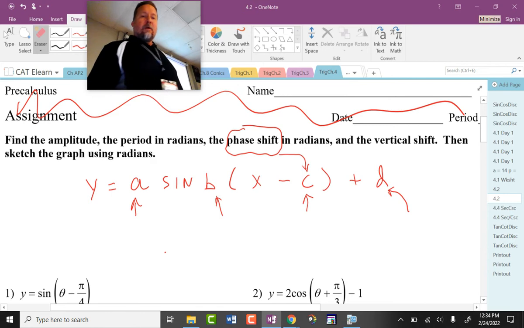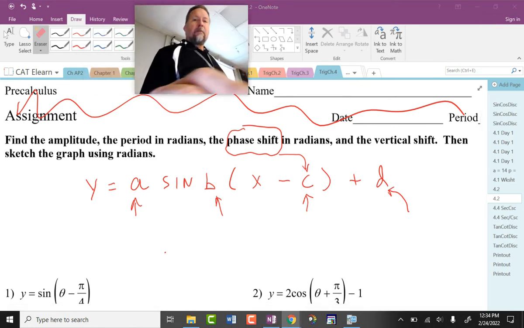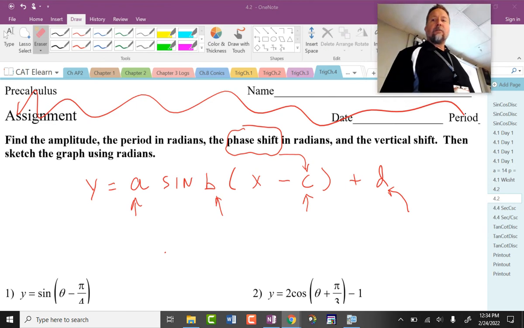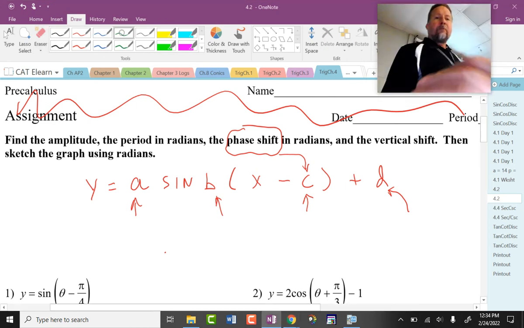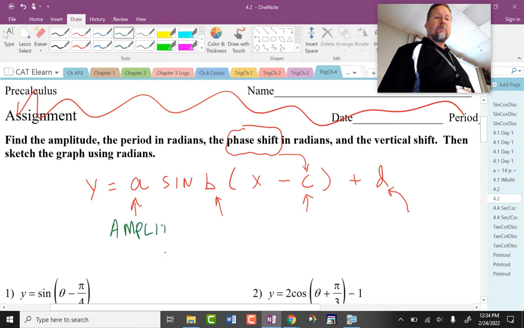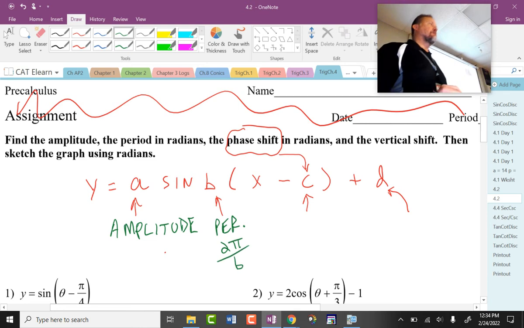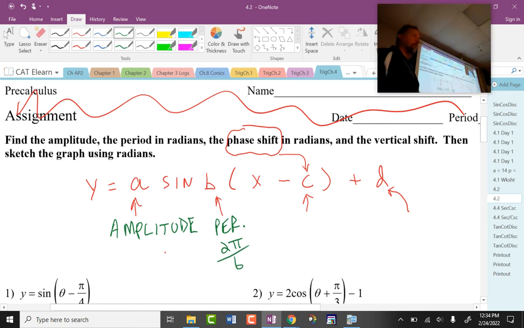All right, so A is certainly amplitude. Let me move myself over here because I want to take green. That's definitely what the amplitude is. B is not the period. B creates the period, and the period is equal to 2 pi over whatever that number is. So just make sure you remember that and mark it again.